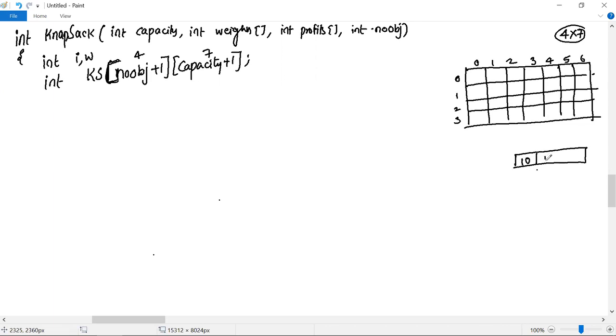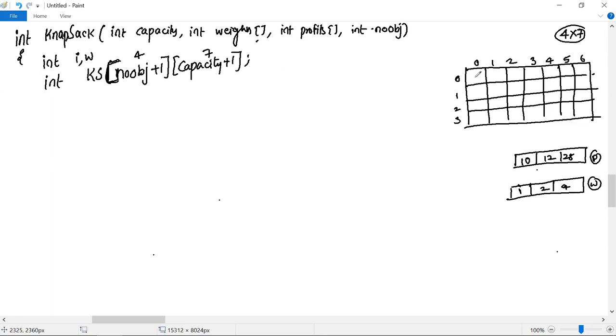We have 10, 12, 28. And this is your weight array. 1, 2, 4. This is talking about your profit. This is talking about your weight. That is what passed here. Next, what should I do?